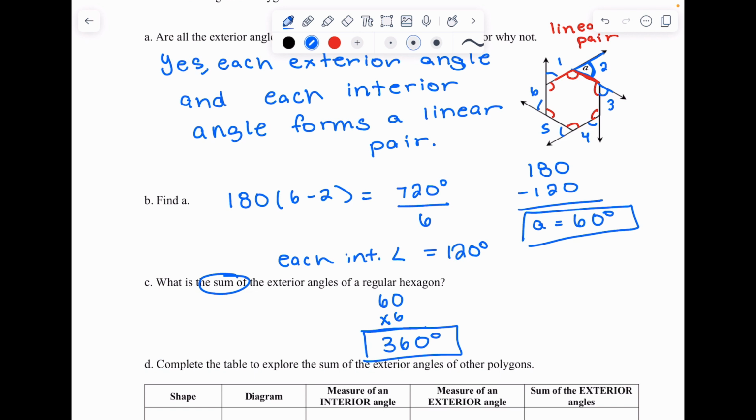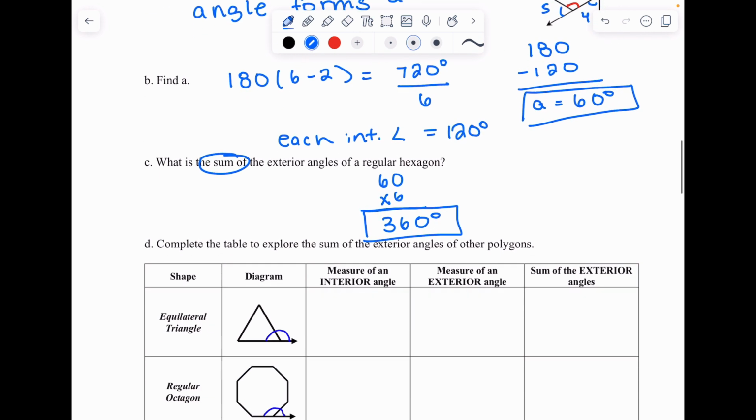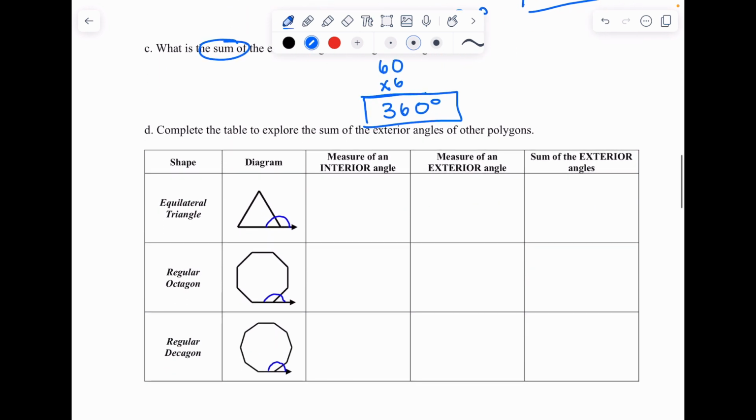And so I want to practice this same process with a couple other polygons. So I have this table here. We already found the measure of each interior angle in the table from the first page of this video, so I'm just going to copy those values down. Each interior angle of an equilateral triangle is 60 degrees. Each interior angle of a regular octagon is 135 degrees. And each interior angle of a regular decagon is 144 degrees.